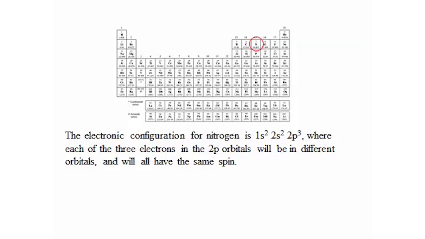The electronic configuration for nitrogen, which is atomic number 7, is 1s squared, 2s squared, 2p to the third, where each of the 3 electrons in the 2p orbitals will be in different orbitals and will all have the same spin, all spin up or all spin down.